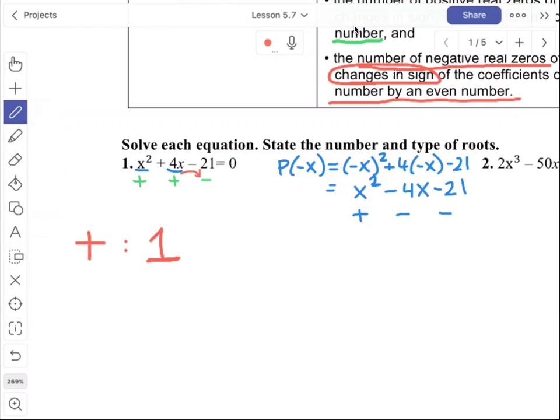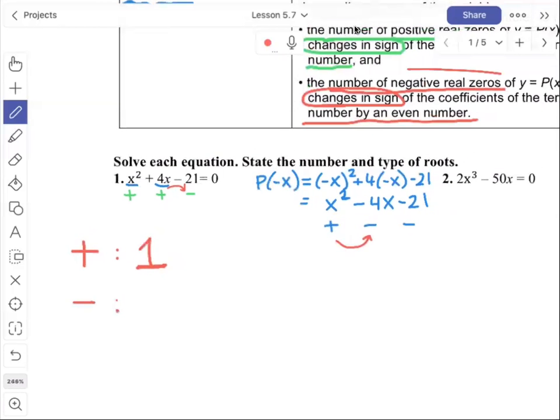So what I notice is how many sign changes? Well, I have a sign change from here to here. A positive goes to a negative. Negative to a negative, it didn't change sign. So I have 1 sign change. So that tells me in terms of negative, the number of negative real zeros is also just 1. And that's it. I have 1 positive real zero and I have 1 negative real zero.